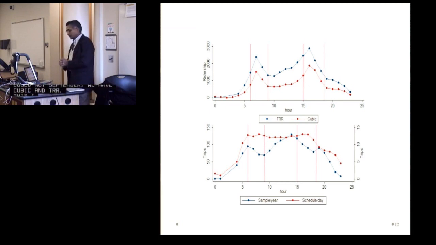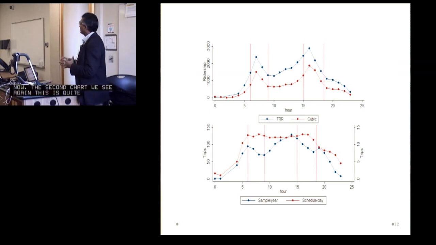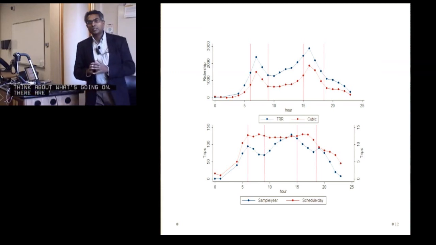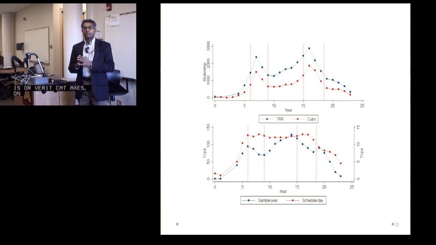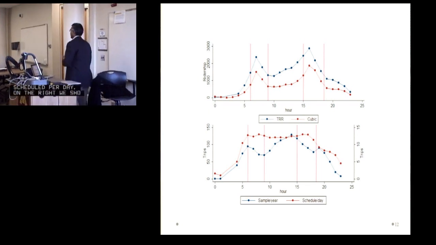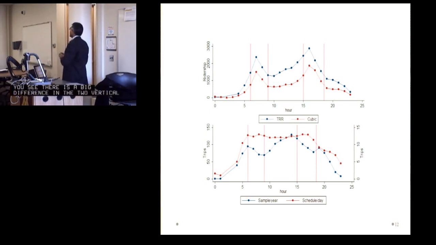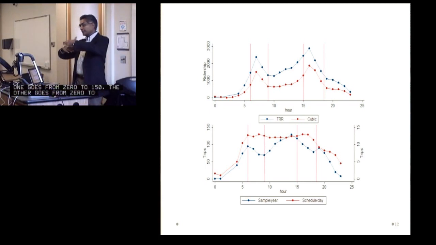Now, the second chart you see, again, this is quite a dense graph, so I want you to think about what's going on. There are two vertical axes. On the left, we show the trips that were scheduled per day. On the right, we show the number of samples taken. So you see there's a big difference in the two vertical scales. One goes from 0 to 150, the other goes from 0 to 15. We are placing the two graphs close together for the visual effect, to show you how closely they line up.